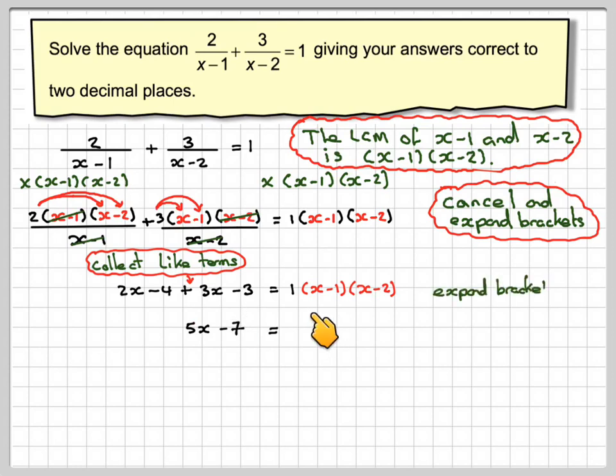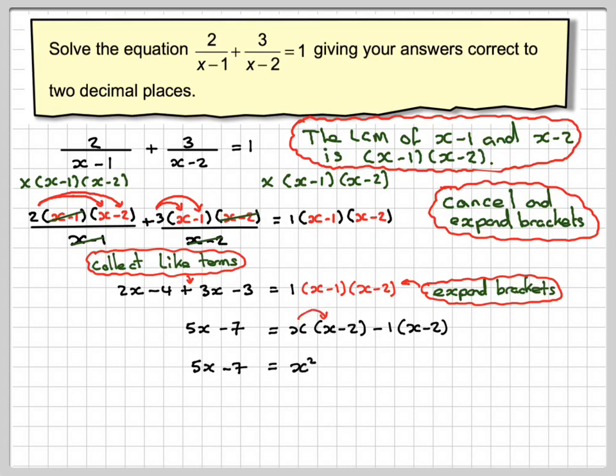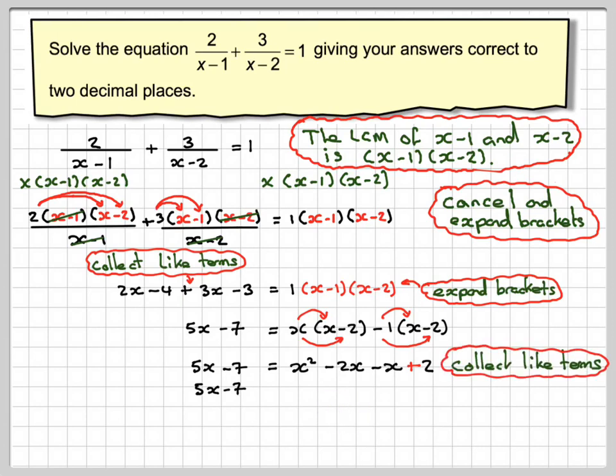Now expanding this side, we're going to get x times x minus 2, minus 1 times x minus 2. You might have a different way of expanding two brackets. To get 5x minus 7 is equal to x squared minus 2x minus x plus 2. Again, that's going to give me 5x minus 7. Collecting the like terms on this side, we're going to get x squared minus 3x plus 2. So we see we've got a quadratic coming here.